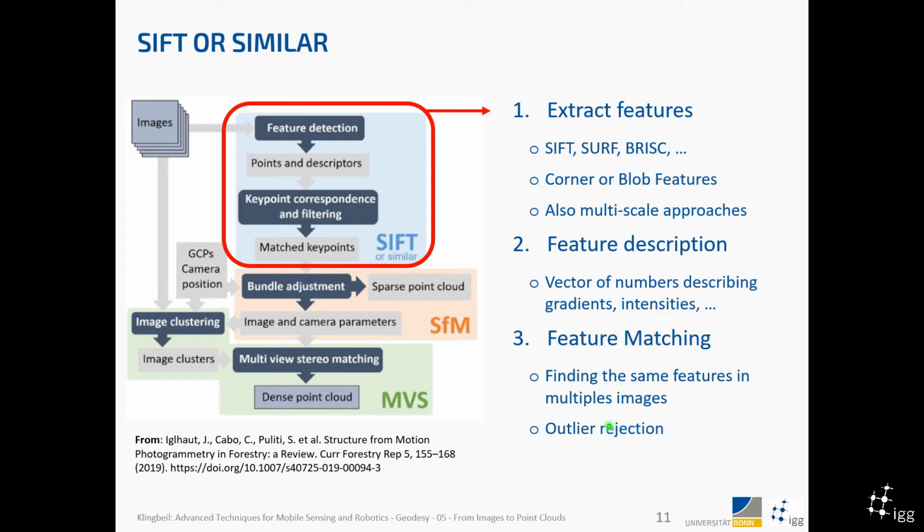There will be many outliers, so this feature matching usually includes some outlier rejection mechanisms. But the output of this step here is a set of images, and for each image a set of features, and then correspondences between the images with respect to the features.